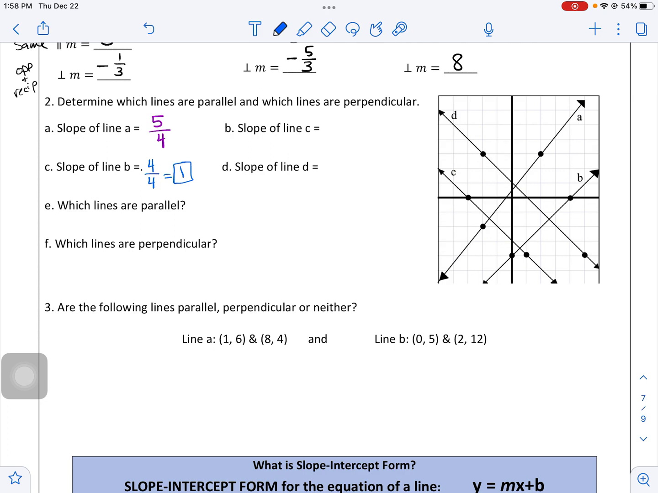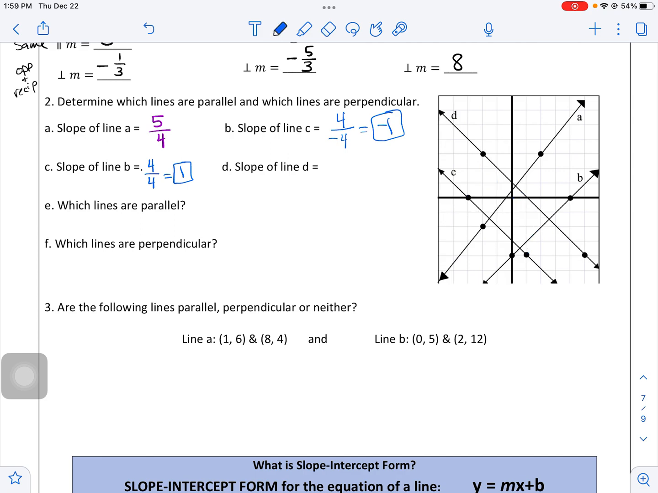Next, we're going to find the slope of line C. So I see line C here. It is negative. So I'm going to rise and run again. 1, 2, 3, 4. Rise 4, run 1, 2, 3, 4. But I went left, so it's negative 4. So rise 4, run negative 4. Simplify that, that becomes negative 1. So the slope of line C is negative 1.